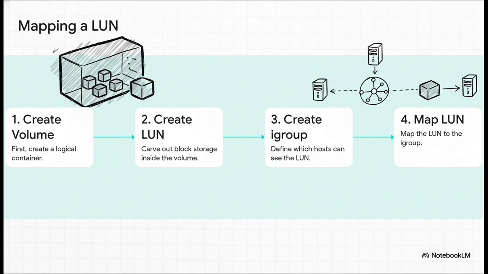Notice the order. First, you need a volume. Then, you create the LUN inside it. Next, you have to define which servers, we call them initiators, are even allowed to see it. And finally, you map the LUN to that group. This is a total test of your procedure and your precision.